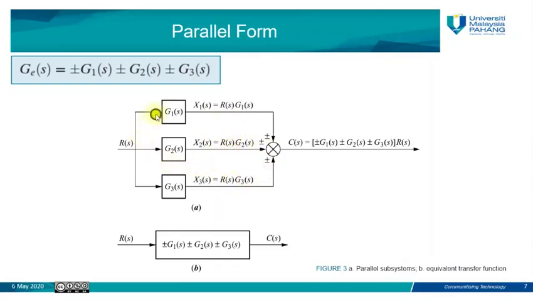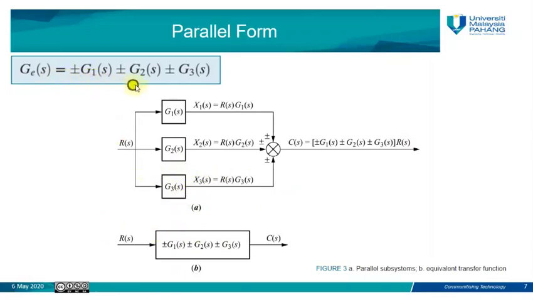So the input is connected to the input, the output is connected through this summing junction. As we can see here, the output value, which is CS, is equal to the algebraic sum of the three subsystem transfer functions, which are J1, J2, J3, multiplied by the input signal, which is RS for all subsystems.